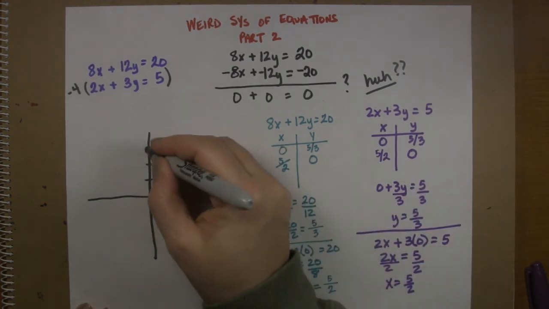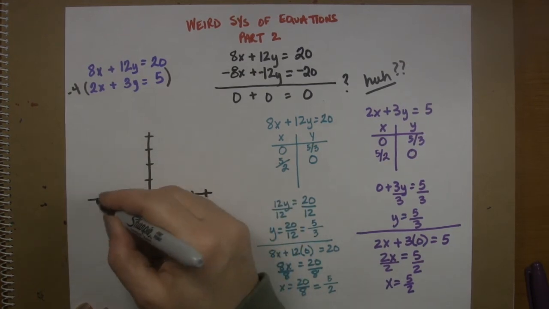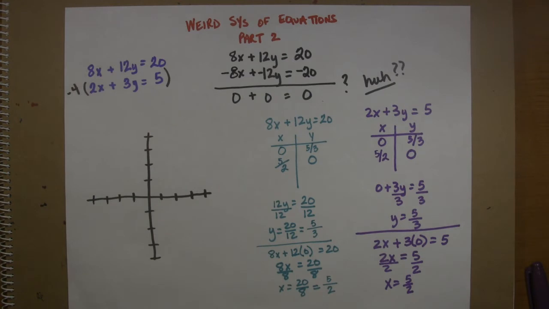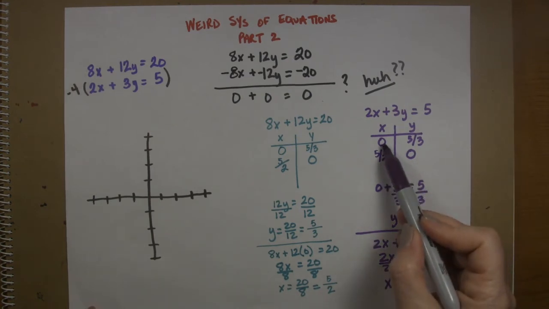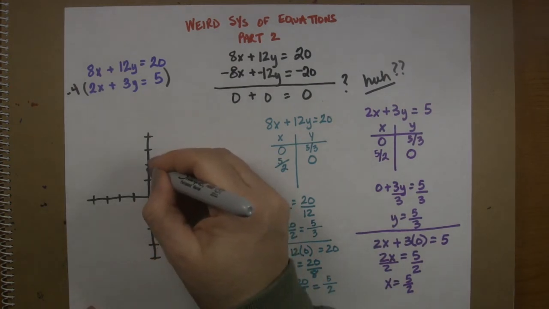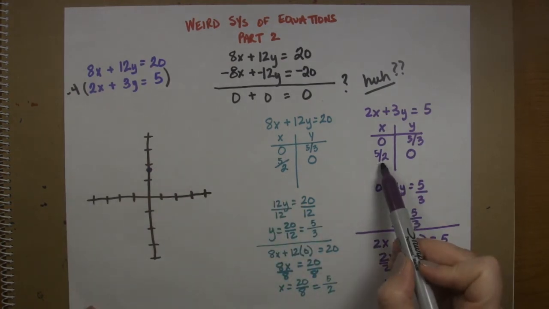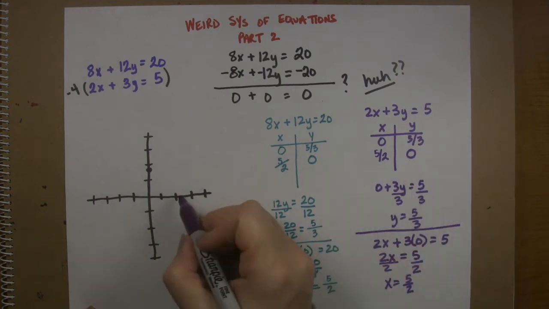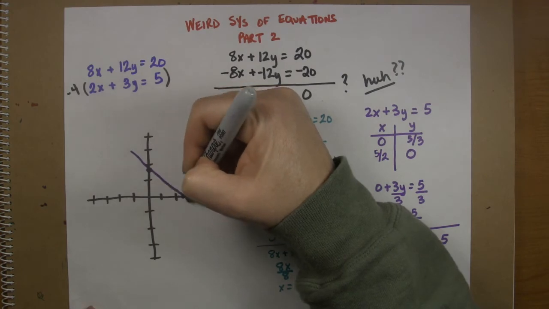So if I make myself a little chart, I'm going to start plotting these points. So my first purple line is x equals 0, y equals 5/3, which we said was, remember, about 1 2/3, so that's about right here. And then our second line is x equals 2.5 when y equals 0, so right here. This is our line.